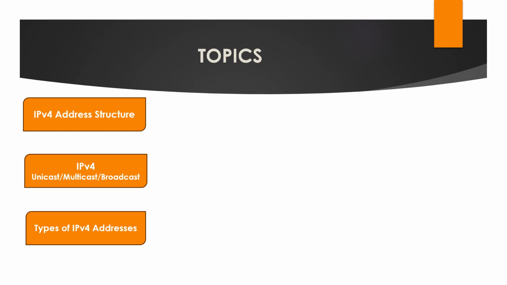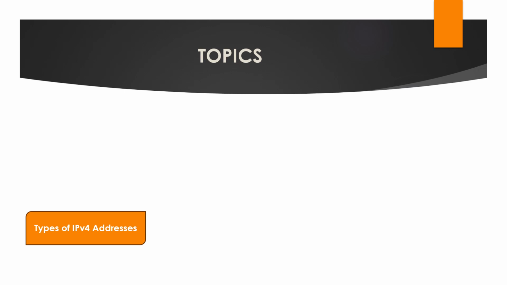In the first video, we described the structure of an IPv4 address, including the network portion, the host portion, and even the subnet mask. We even compared the characteristics and uses of unicast, broadcast, and multicast IPv4 addresses, and we also explained public, private, and reserved IPv4 addresses.